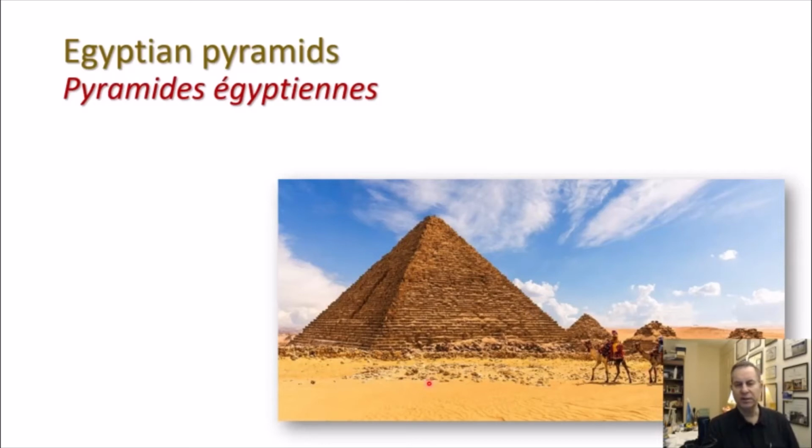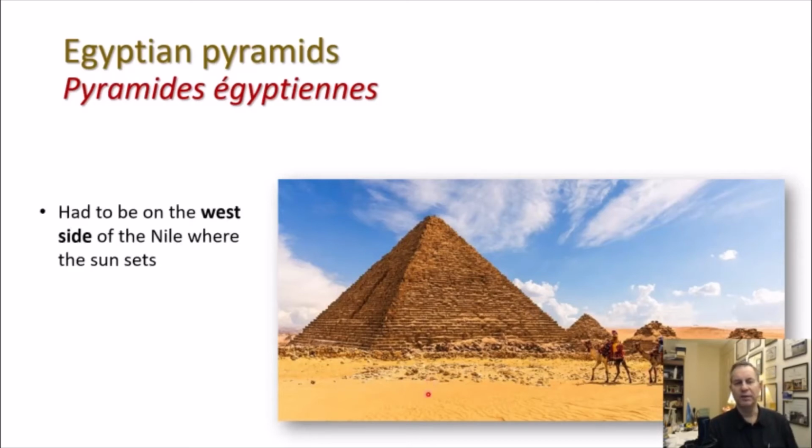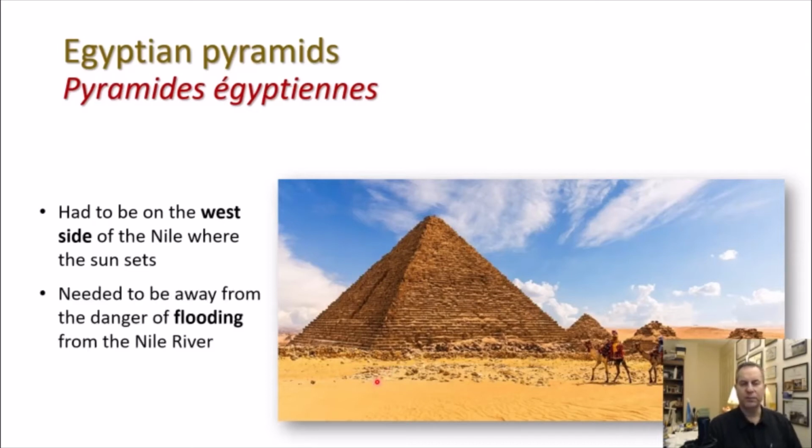Now the interesting thing about pyramids is they were always built on the west side of the Nile River, and that's because where the sun sets, symbolically, that's where the people went. So when the sun sets on a person, that means they've moved on, they passed away. But interestingly, the pyramids also needed to be away from the danger of flooding from the Nile River.